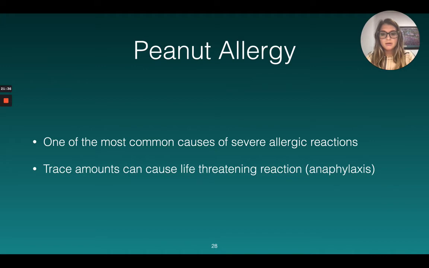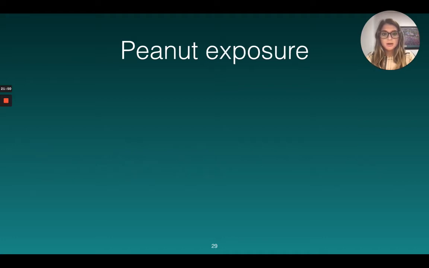And then peanut allergy. Peanuts are one of the most common causes of severe allergic reactions, and even trace amounts can cause life-threatening reactions or that anaphylactic response. So peanut exposure is quite common, and mistakes do happen. Unfortunately, due to the severity of reactions from trace small amounts, it is not uncommon to have these accidental exposures happen.